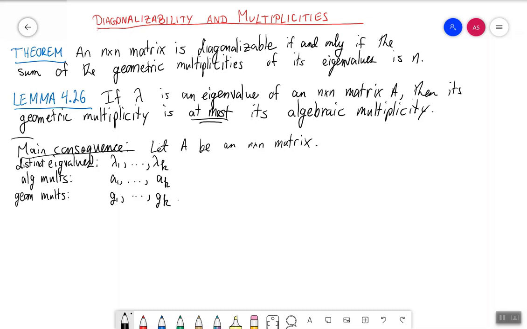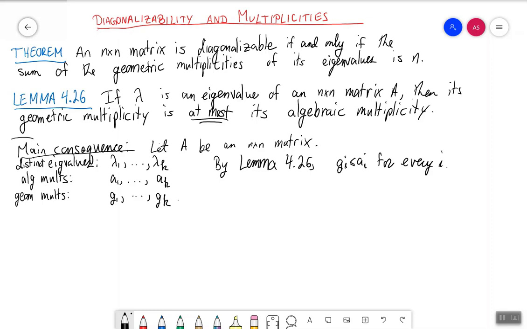So here, let A be an n by n matrix with distinct eigenvalues, which I'm calling lambda 1 through lambda k, algebraic multiplicities a1 through ak respectively, and geometric multiplicities g1 through gk respectively. So in other words, lambda 1 is an eigenvalue, a1 is its algebraic multiplicity, and g1 is its geometric multiplicity, and so on. By lemma 4.26, we know that g sub i is at most a sub i for every i.